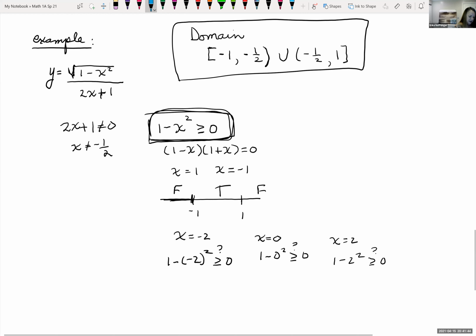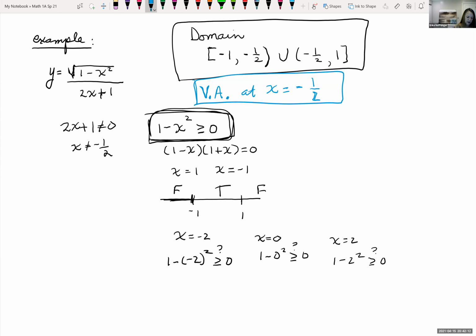Notice that the value that sets our denominator equal to 0, x equals negative 1/2, does not set our numerator equal to 0. And so we're going to have a vertical asymptote at x equals negative 1/2. We might as well just do it right now.